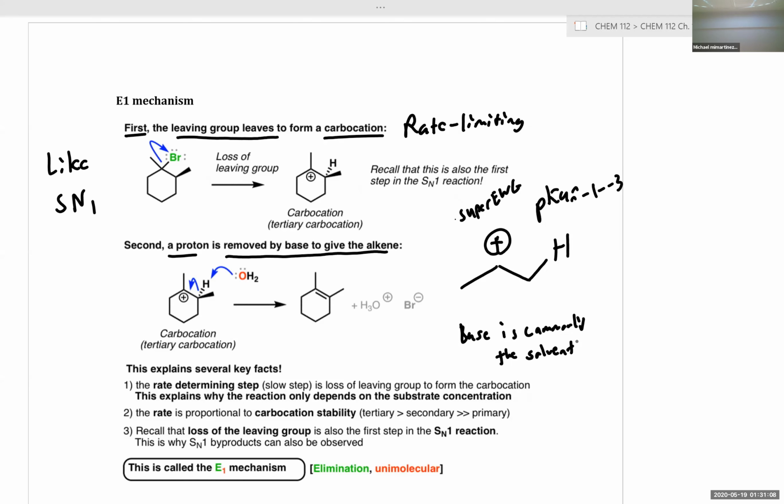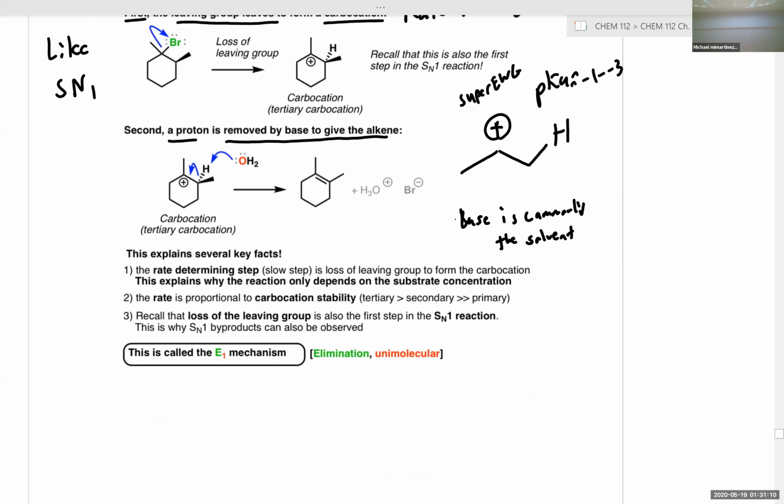Okay. Now, the rate determining step is loss of a leaving group. The rate is proportional to carbocation stability. That's why we see the trend of tertiary, secondary, much greater than primary. And it follows the same pathway as the SN1 reaction.